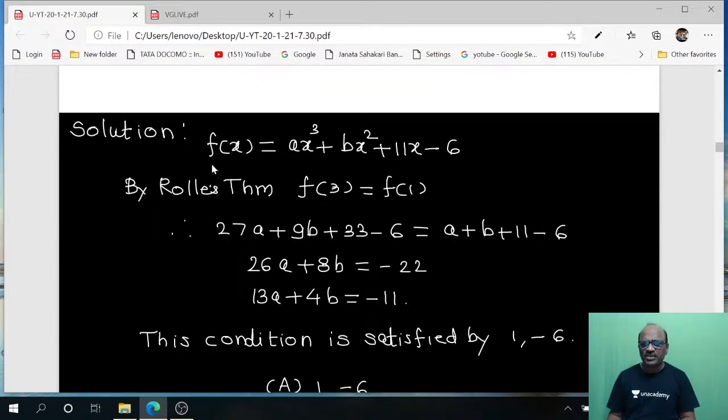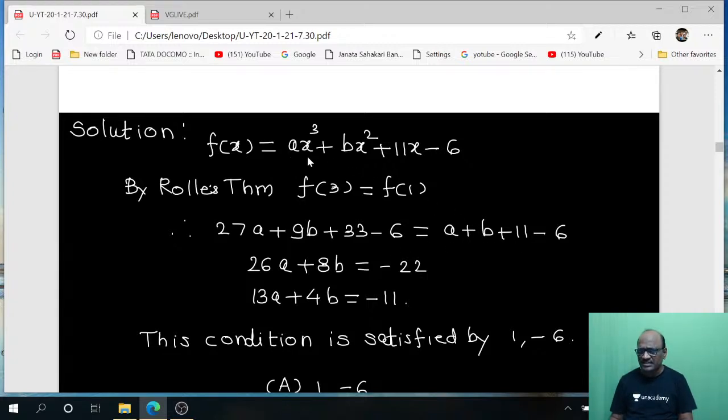Now here the function is f(x) = ax³ + bx² + 11x − 6. Then by Rolle's theorem, f(3) = f(1). Therefore in this equation, x is replaced by 3. 3 cubed means 27a, plus 3 squared means 9b, plus 11 into 3, that is 33, minus 6, and to the right hand side.